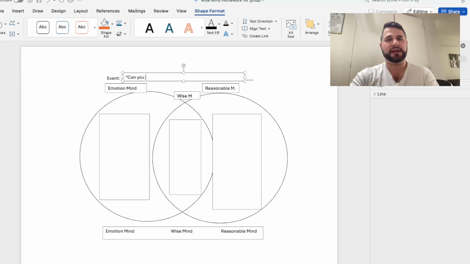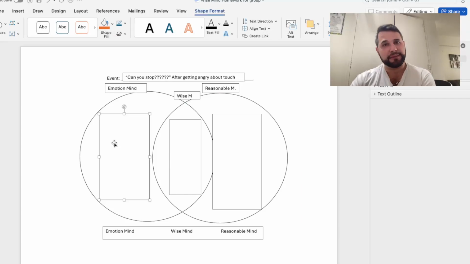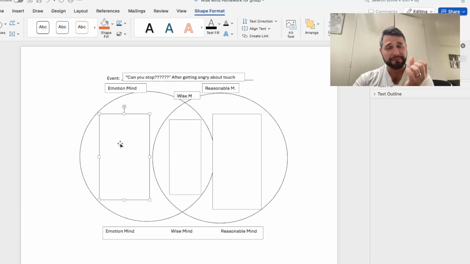Can you stop, after getting angry about touch? So I'm pissed, right? I'm annoyed that that happened, but immediately after I'm feeling regret. So I know I had an emotion mind moment. So instead of blaming, we gotta do a little bit of a chain analysis, figure out what happened here. And so what we gotta do is we gotta go through emotion mind.